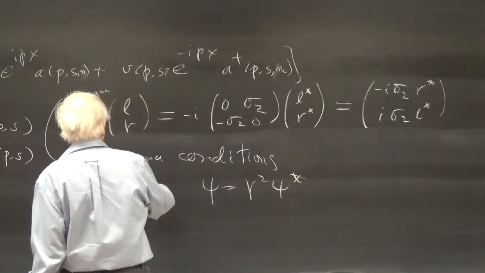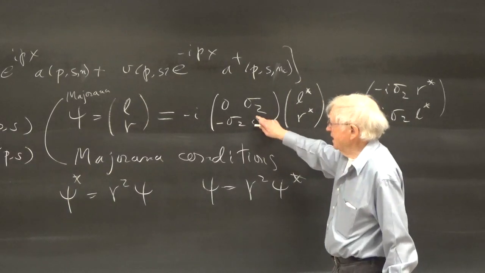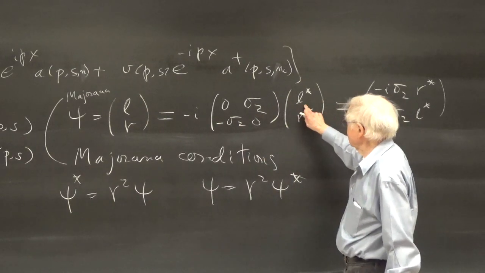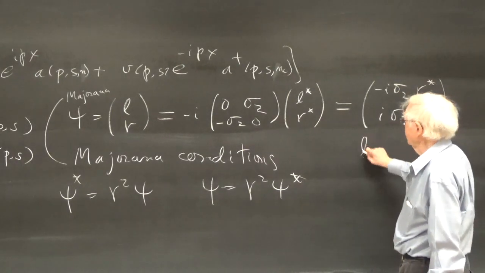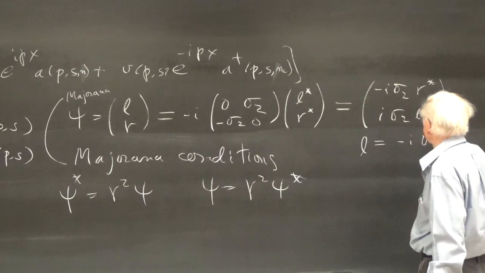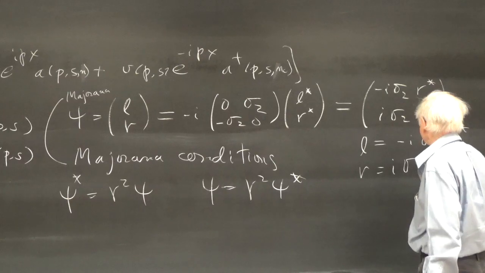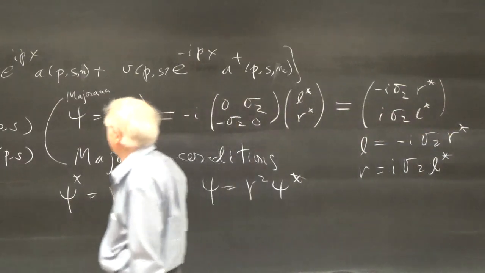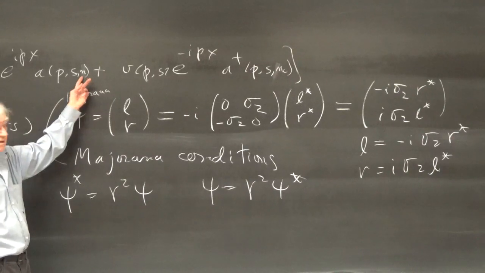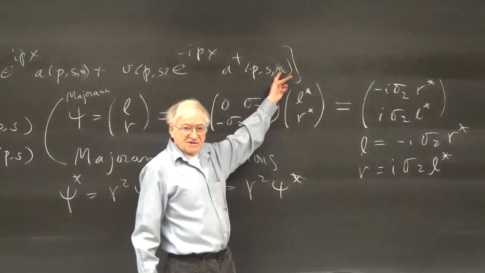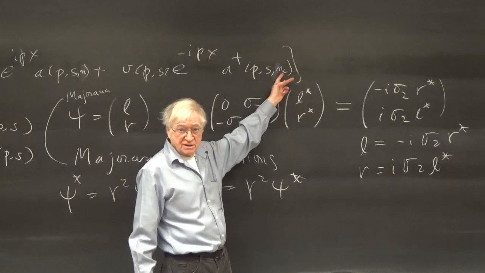and that implies that psi is equal to gamma 2 psi star, and when you do the psi star, you get that, and that tells us that for a Majorana field, L is minus i sigma 2 R star, and R is equal to i sigma 2 L star. So you see, for a Majorana field, you have an N here, and the conjugate particle is the same particle, so this N conjugate is just N.